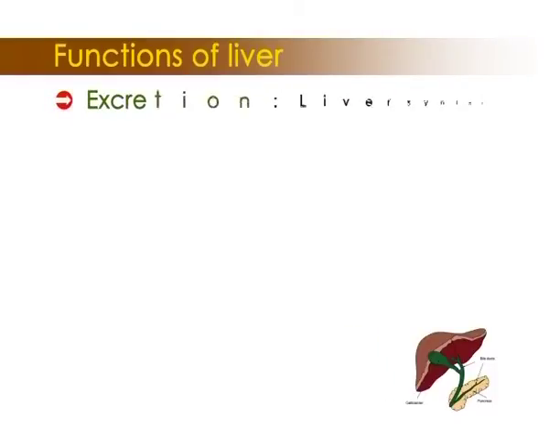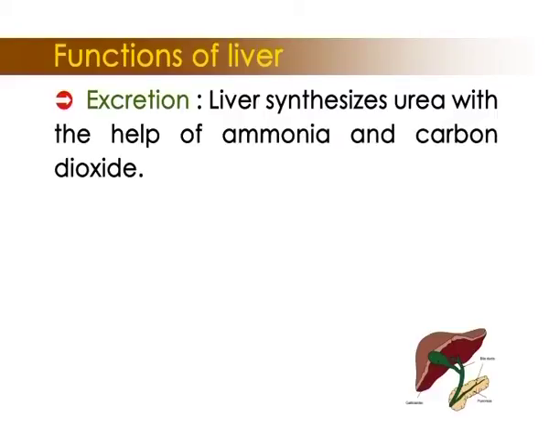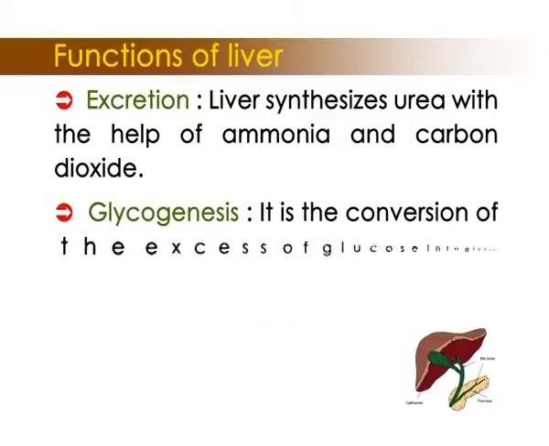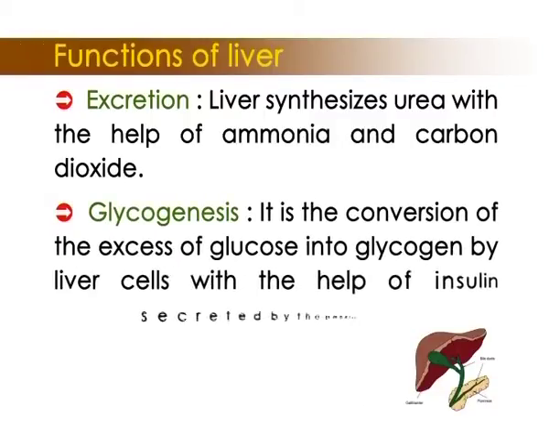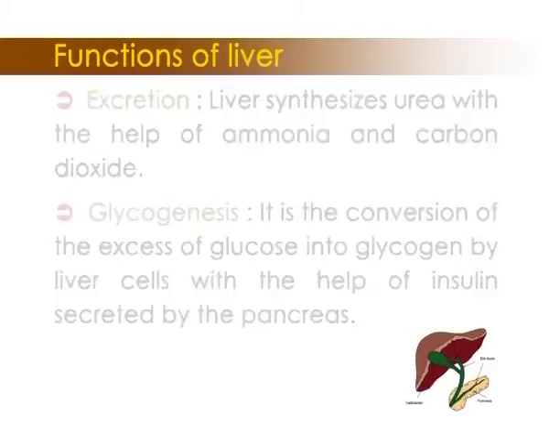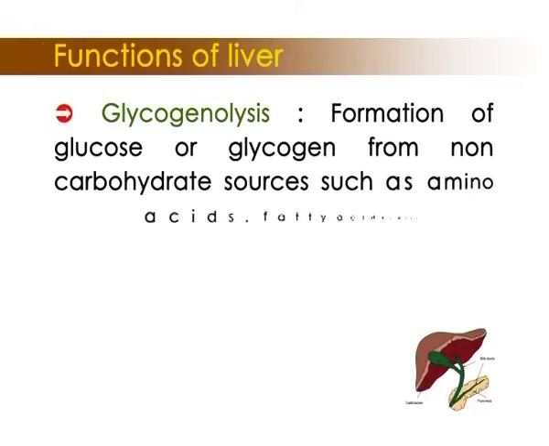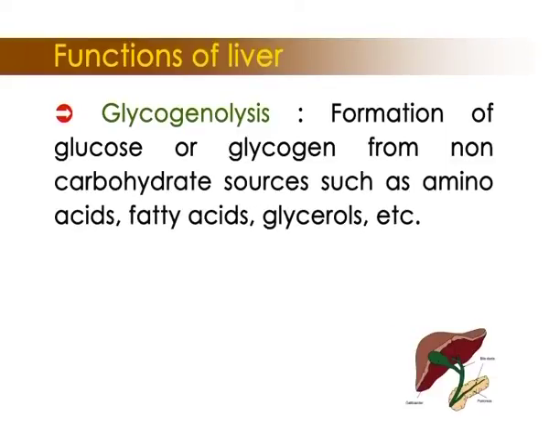Next function is excretion. The liver synthesizes urea with the help of ammonia and carbon dioxide. Next function is glycogenesis. It is the conversion of the excess of glucose into glycogen by liver cells with the help of insulin secreted by the pancreas. Next function is glycogenolysis. Formation of glucose or glycogen from non-carbohydrate sources such as amino acids, fatty acids, glycerol, etc.